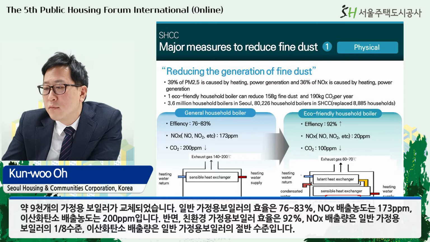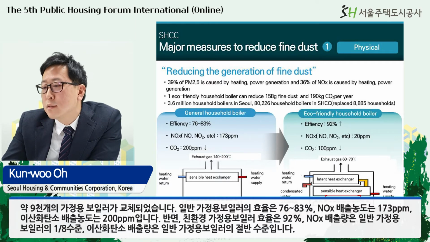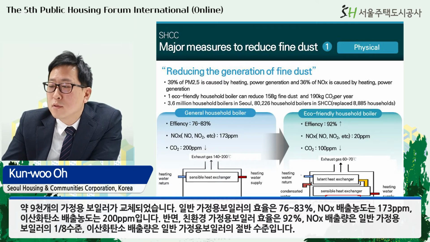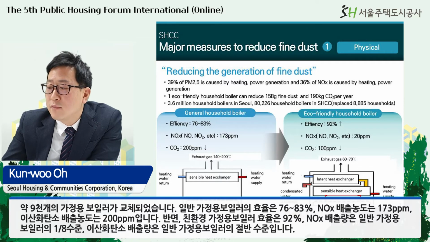The efficiency of a general household boiler is 76 to 83%, and the NOx emission concentration is 173 parts per million, and carbon dioxide is 200 ppm. On the other hand, the eco-friendly household boiler efficiency is 92%, and NOx emission is 1/8, and carbon dioxide is 1/2 that of a general household boiler.